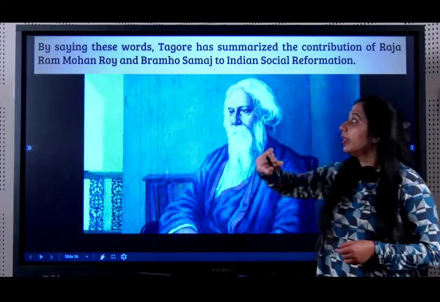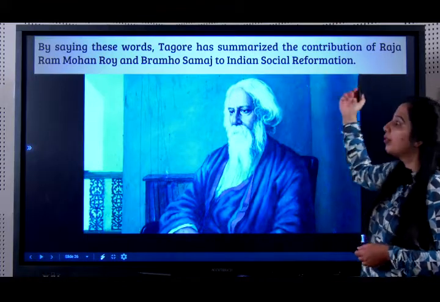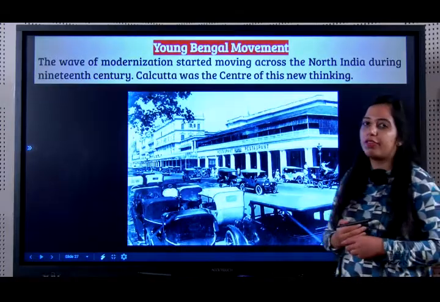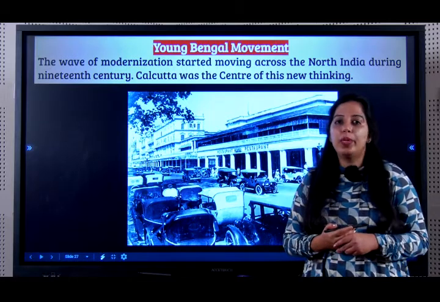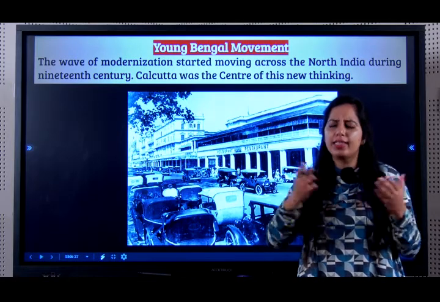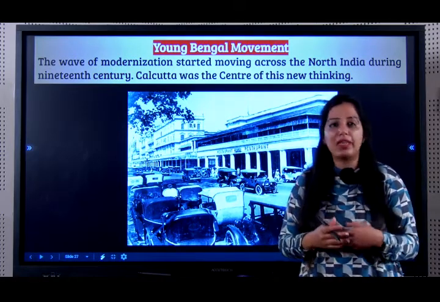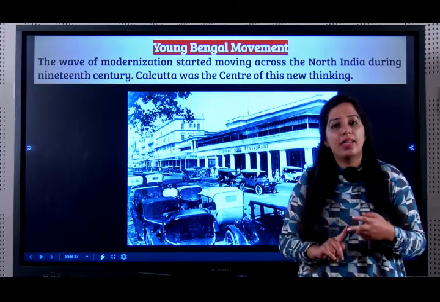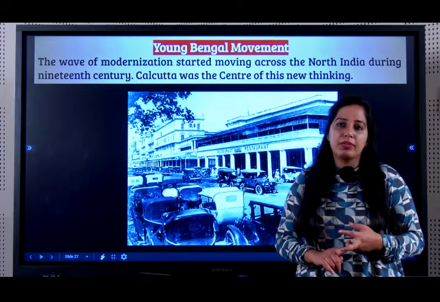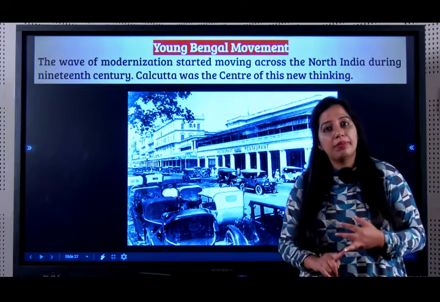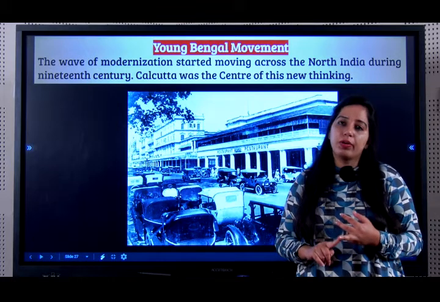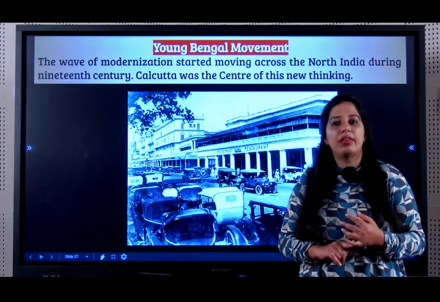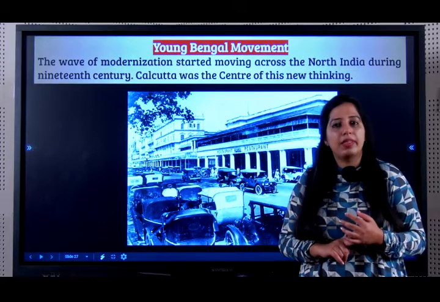By saying these words, Tagore has summarized the contribution of Raja Ram Mohan Roy and Brahmo Samaj to Indian social reformation. So students, we learned about how extensively well-read and how many languages were known by Raja Ram Mohan Roy. We learnt about how he started the Atmiya Sabha and then the Brahmo Samaj. We understood the aims of Brahmo Samaj. We also learnt about how Raja Ram Mohan Roy worked with Governor General William Bentinck and prohibited sati.